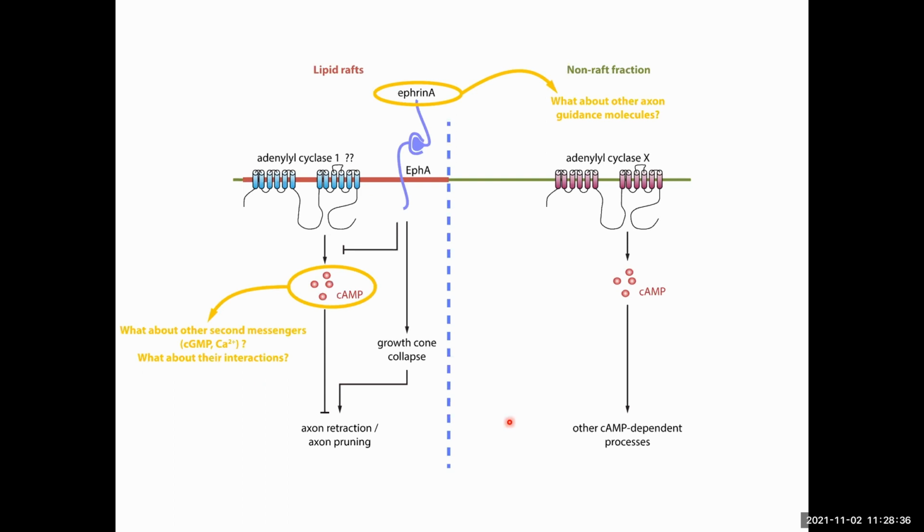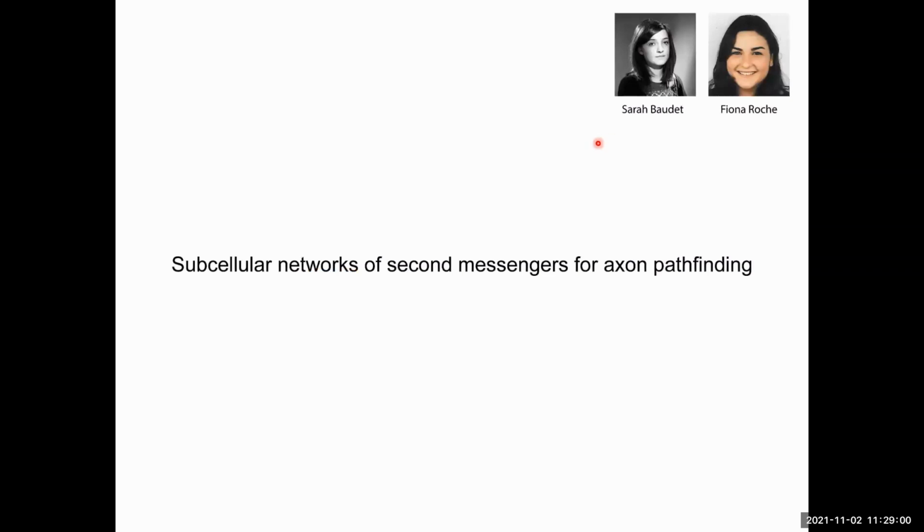So let's go back to what I announced at the beginning of this talk. So what about the cyclic GMP and calcium signals downstream of ephrins A? Are they compartmentalized or not? And what about the compartmentalization of the second messenger downstream of other guidance molecules? And that is the PhD project of Sarah Baudet, who again has been helped in this project by Fiona Roche.